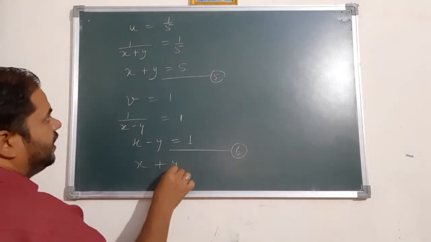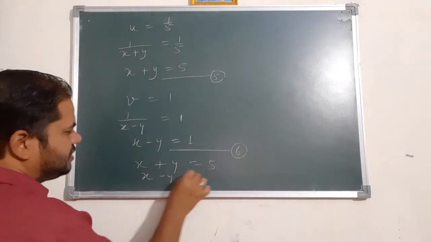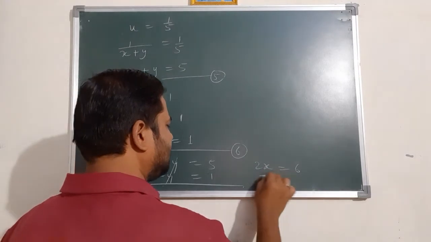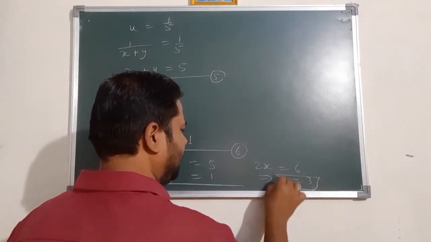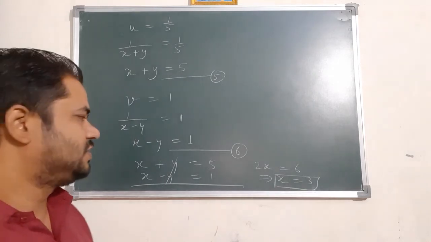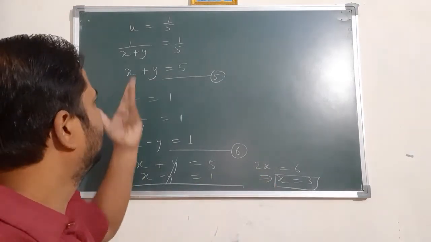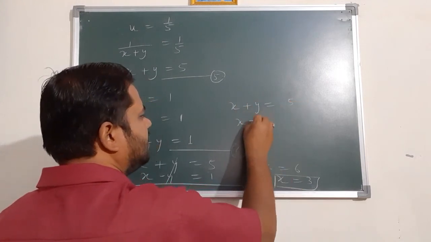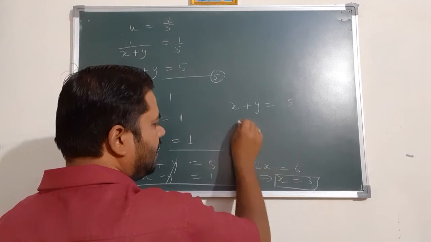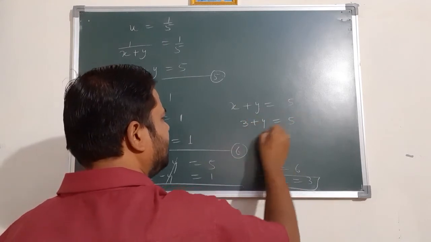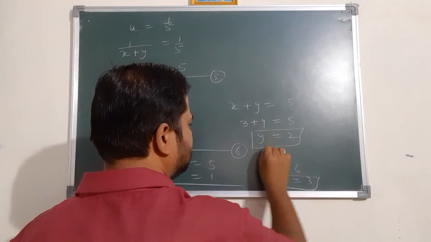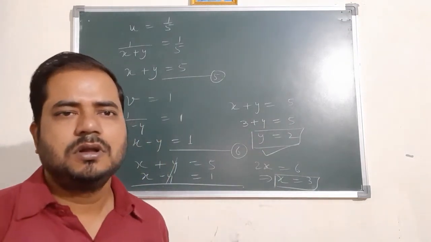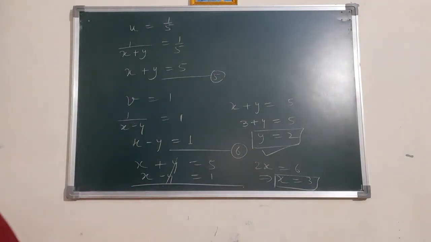Now x plus y is equals to 5 and x minus y is equals to 1. Now you solve, this is 2x is equal to 6. So this implies x is equal to 3. Okay. Now it's so simple. Putting the value of x in any one of the equations, suppose x plus y is equal to 5. So 3 plus y is equal to 5. So y is equals to 2. So these are the values of x and y. X is equal to 3 and y is equal to 2. Okay, note it down.